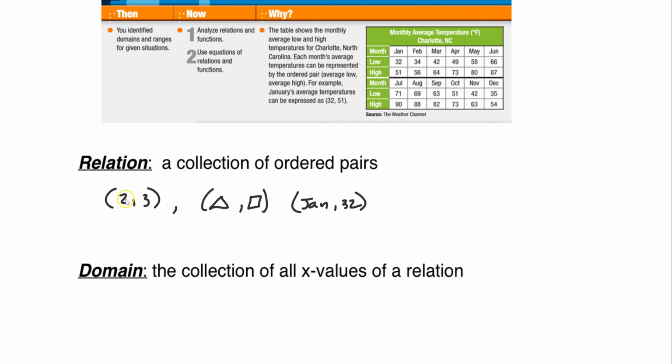The whole idea is it has to relate one thing to another thing. That's it. That's what makes a relation. It could be colors, blue and green. As long as you're relating one thing to another thing, it's a relation.